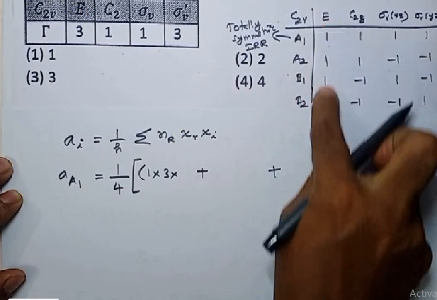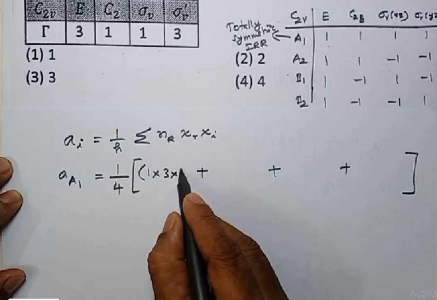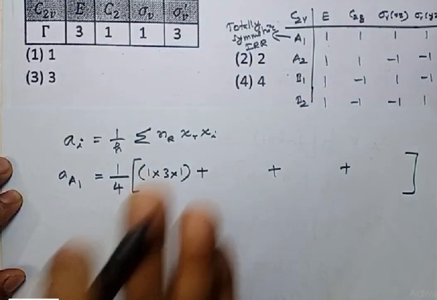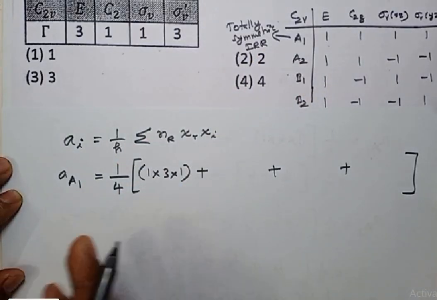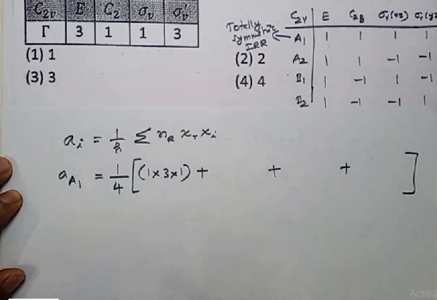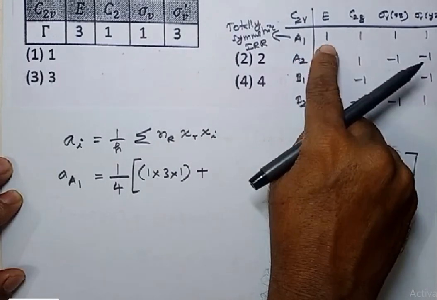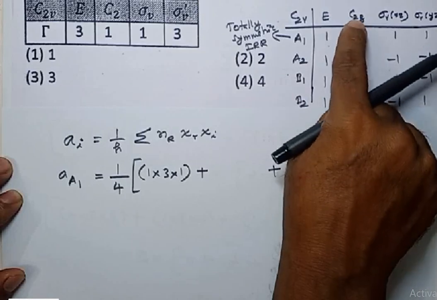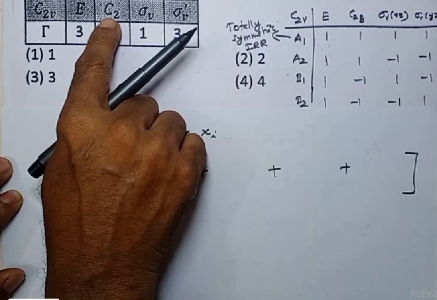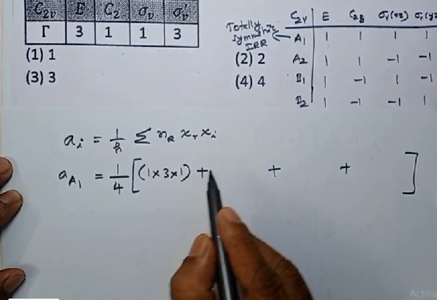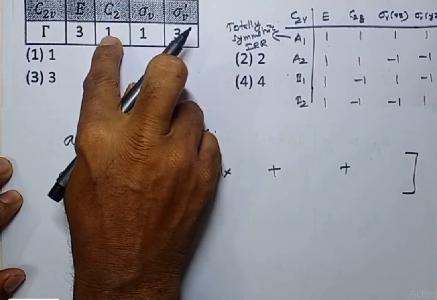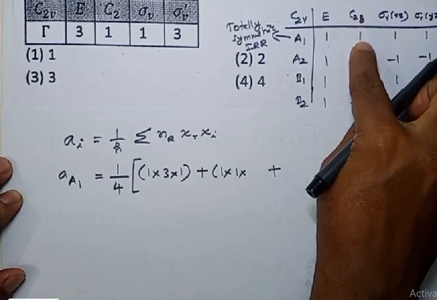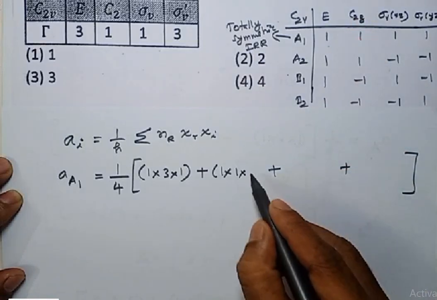In class 1 the irreducible character for A1 is 1. Remember, we need to find out A1 alone in this problem, so don't worry about A2, B1, B2 and all. Just A1. For A1 the irreducible character is 1, plus. Then go to class 2. We have 1 operation in class 2, reducible character is 1, and along A1, class 2, the irreducible character is 1.